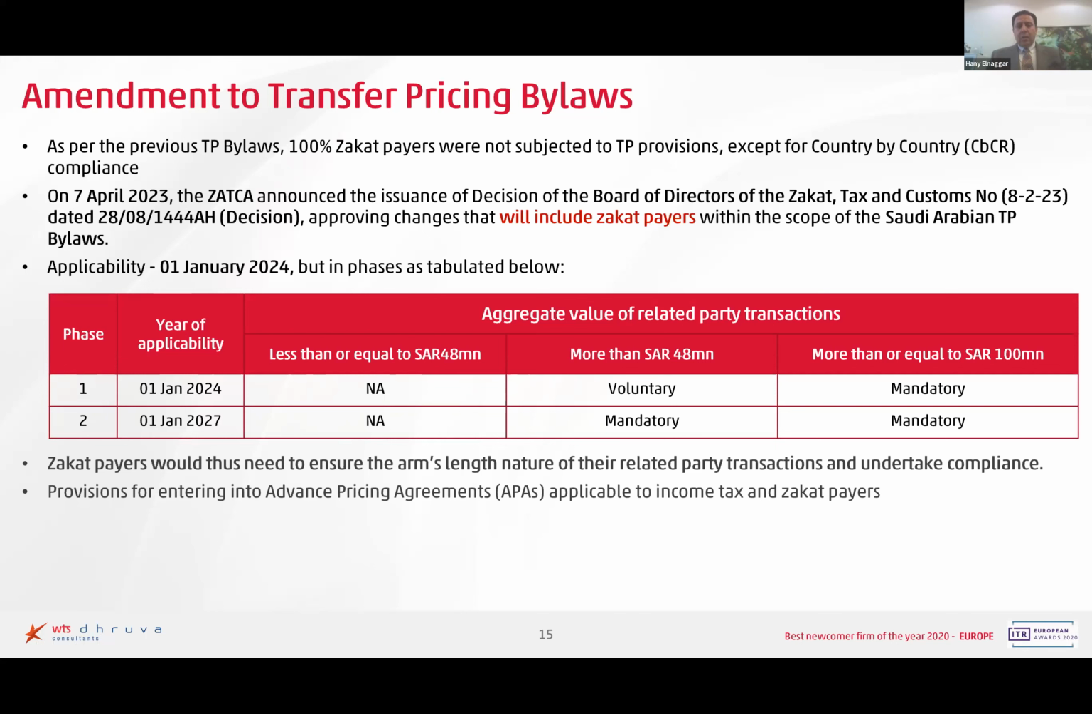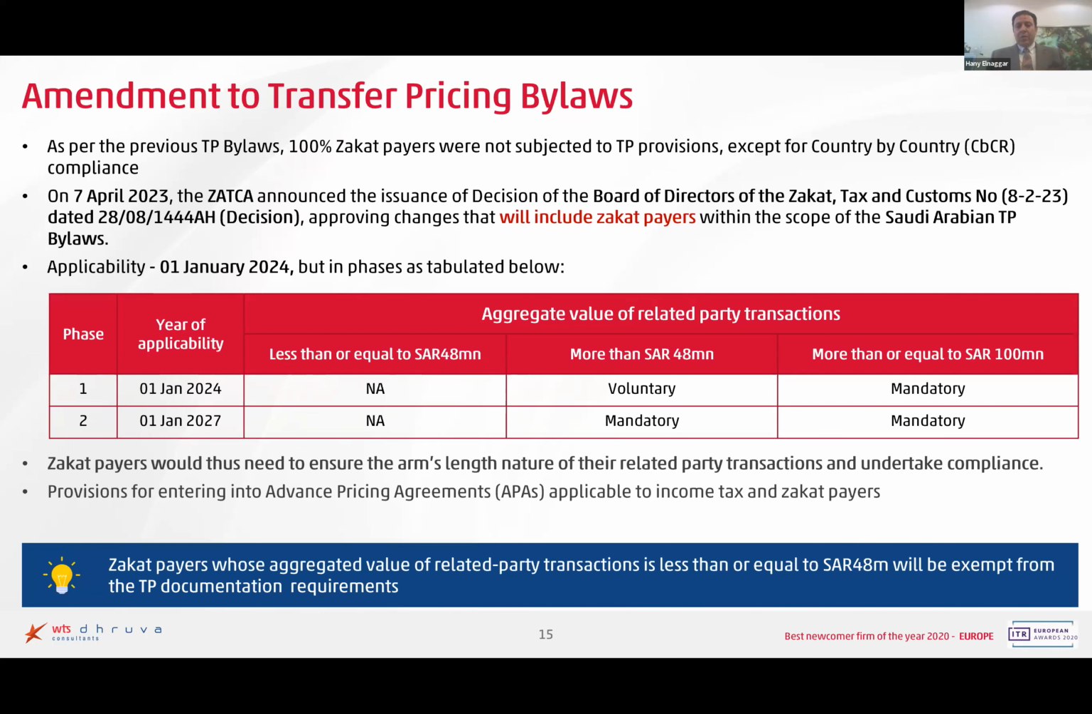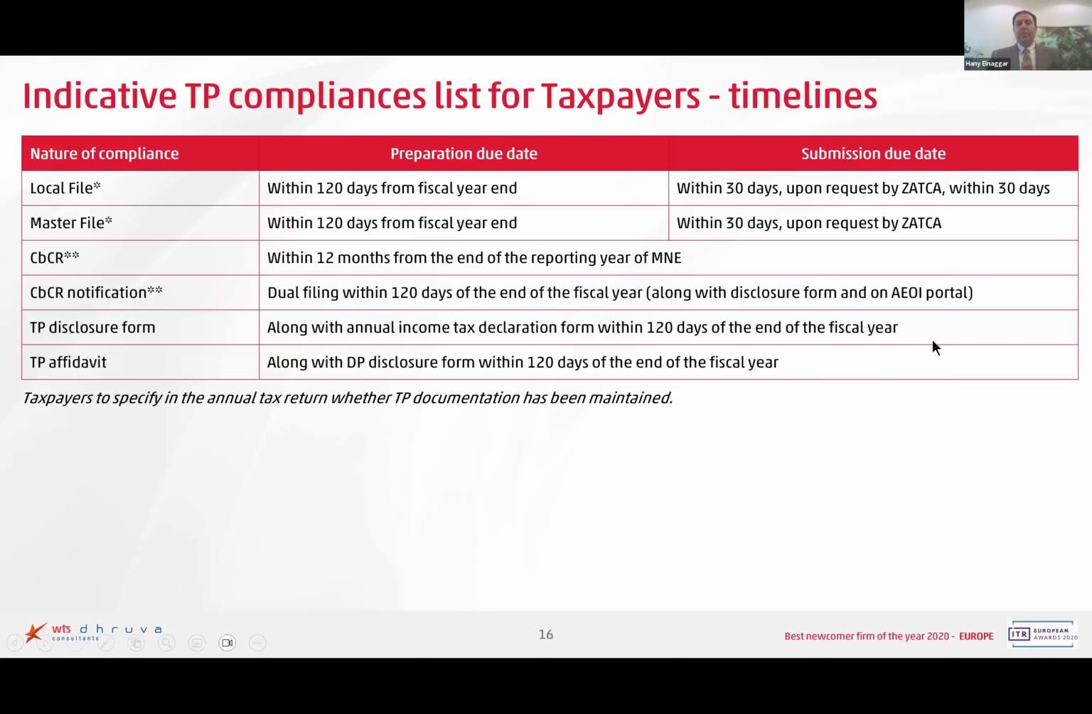amendment in KSA. The other main amendment or change in the TP will be a provision for entering or introducing the APAs, advanced pricing agreements, for both income tax and Zakat payers. So taxpayers and Zakat payers also will have these APAs now. One highlight was that a Zakat payer whose aggregated value of related party transactions is less than or equal to 40 million, like we highlighted above in the table, will be exempt from the TP documentation requirement in KSA.